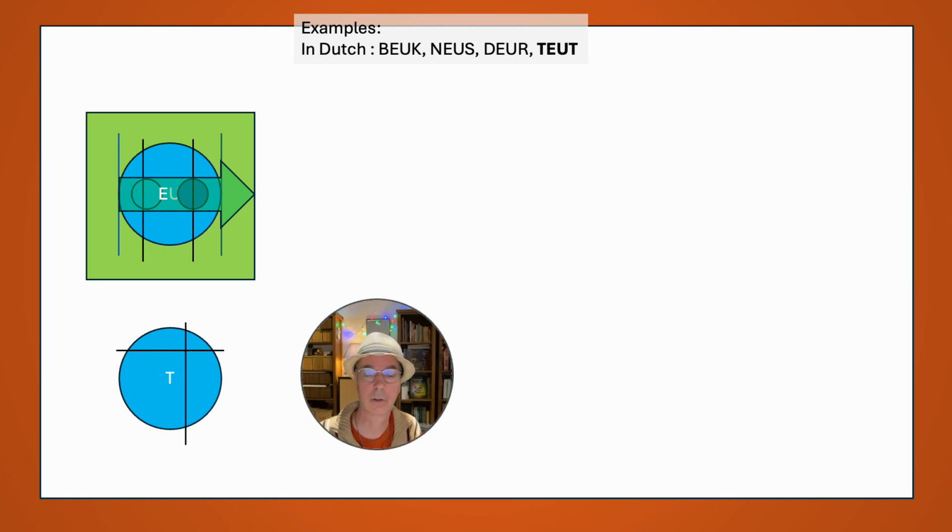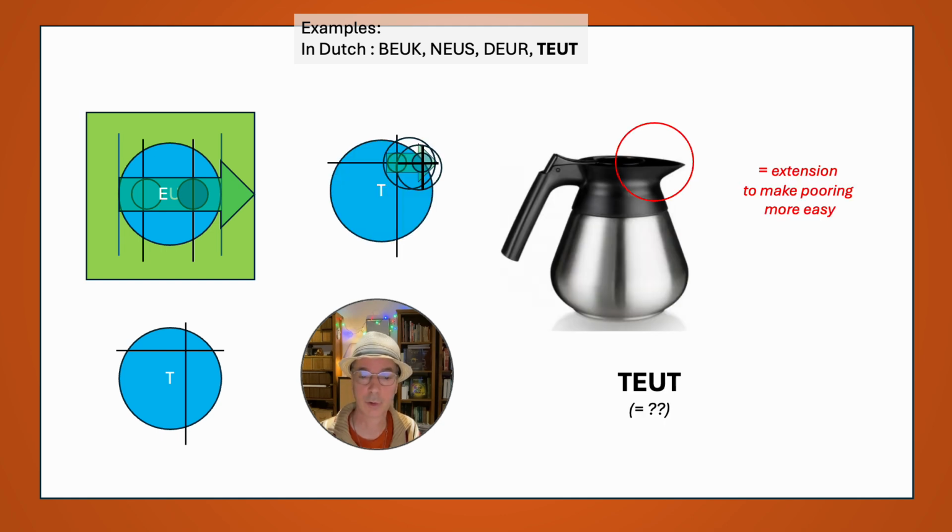Let's go to the next word, teut. You have the T only and the E, that makes it easy. What is a teut? I looked it up on the internet if we had a good translation for English, but I couldn't even find the word because we use it all the time. It's this part on the can. It is kind of an extension which makes pouring easier. That's that part. And it is easily recognized.